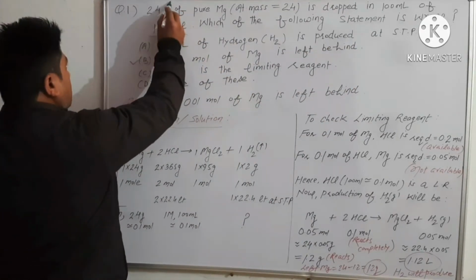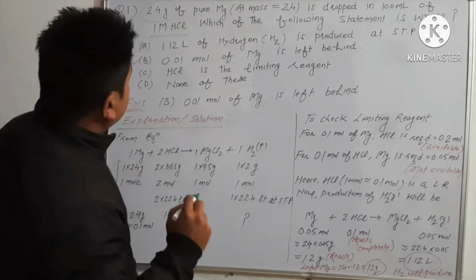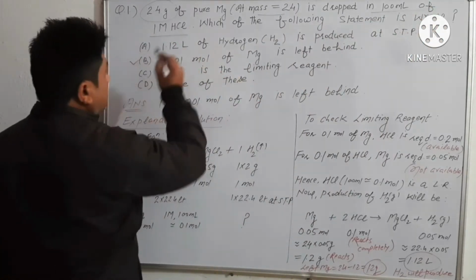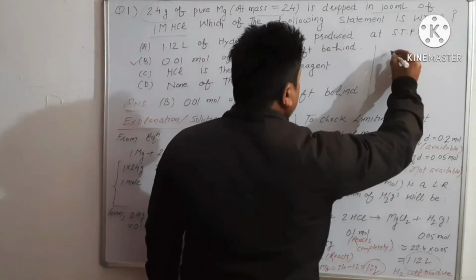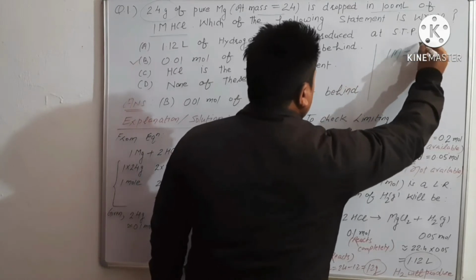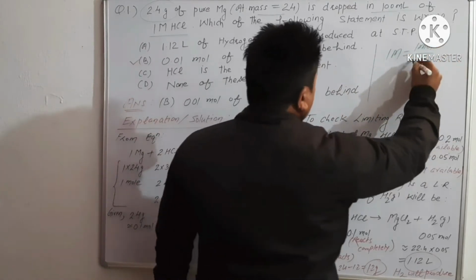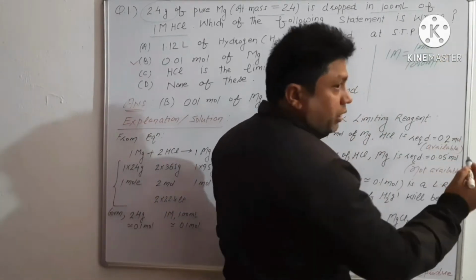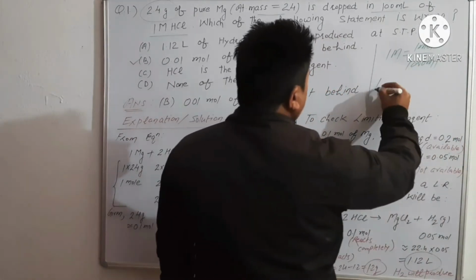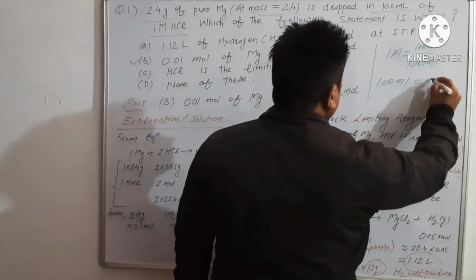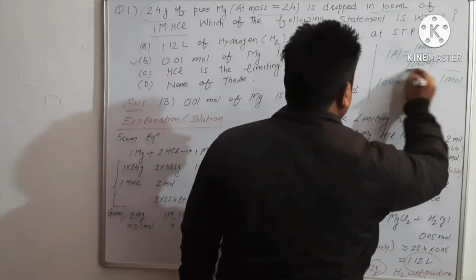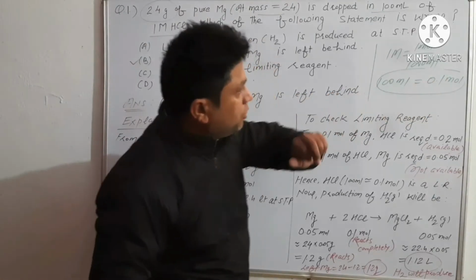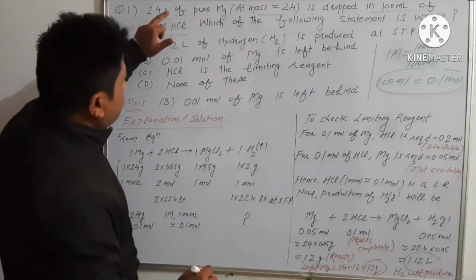So okay, what is given? Mass of magnesium with atomic mass 24, and 100 ml of 1 M HCl. That means 1 M is 1 mole per 1000 ml of solution. So 1000 ml equals 1 mole, and 100 ml will equal 0.1 mole. This is the concentration of HCl given: 100 ml is equivalent to 0.1 mole.